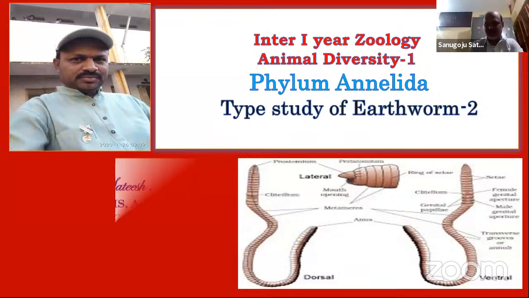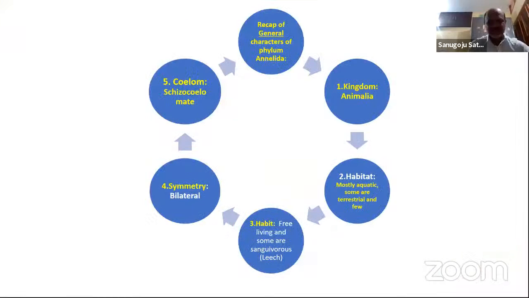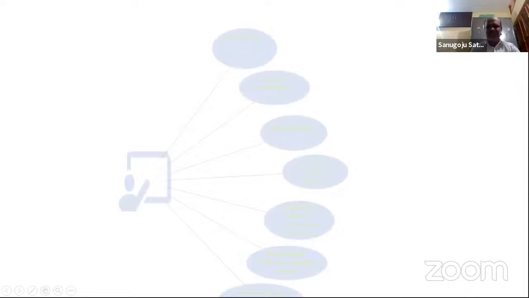Right. Children, today we have to recap the general characters of the phylum Annelida. First of all, the phylum Annelida belongs to the kingdom Animalia, and its habitat is mostly aquatic, some are terrestrial and few are marine and few are freshwater forms. They are free living and some are sanguivorous. The symmetry is bilateral. And the coelom is coelomate, the true coelomates. First true coelom is developed in Annelida.